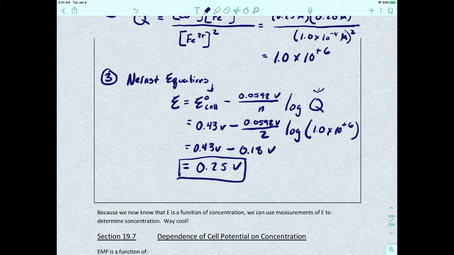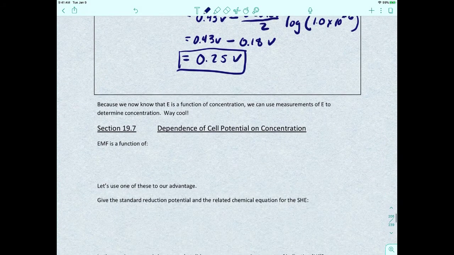Now, there is something really cool about using the Nernst equation. I had mentioned just a moment ago that the electromotive force E is going to be a function of concentration, and so we can use measurements of the cell potential to help us determine concentration. Let's use that to our benefit for a second.